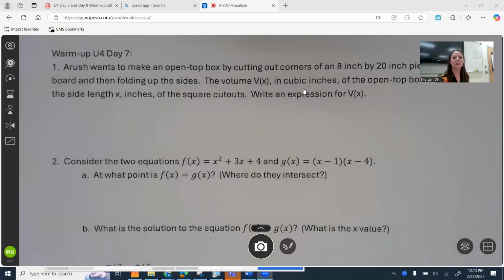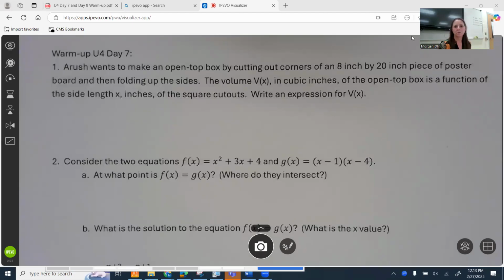Okay, we're going to do the unit 4, day 7 warm up here. All right, so hopefully that will go away.